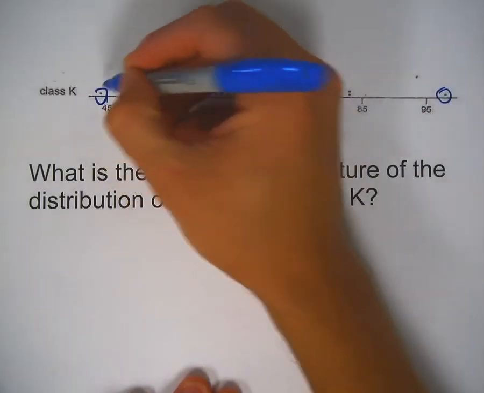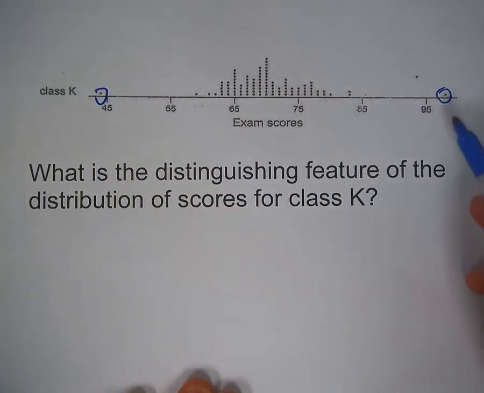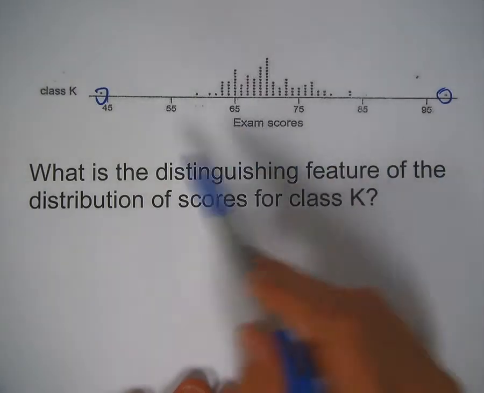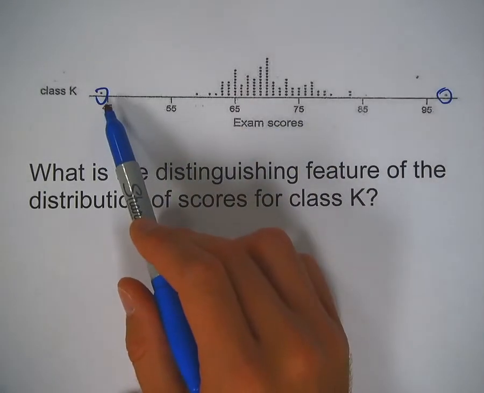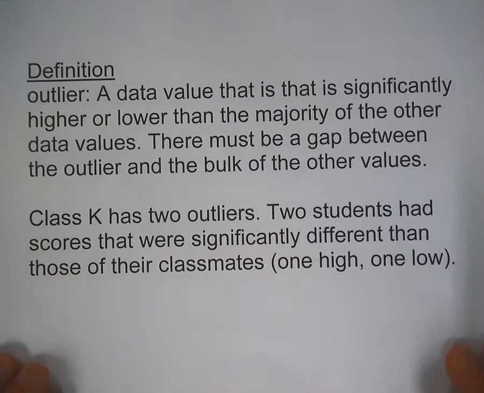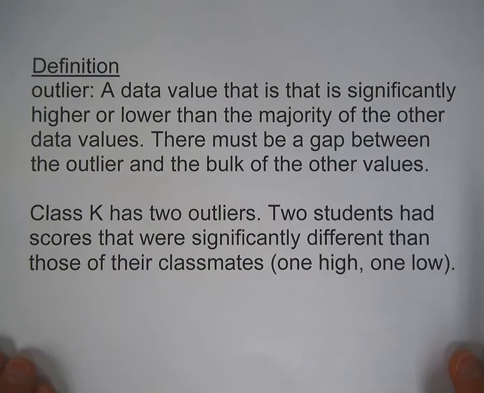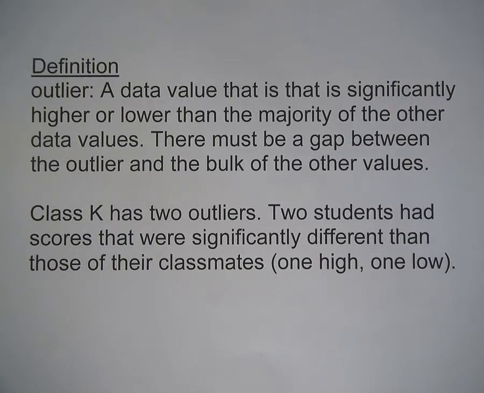is that student and that student. This student scored way, way above the rest of the class. This student scored way below the rest of the class. Those two values are called outliers. An outlier is a data value that is significantly higher or lower than the majority of the other data values. So there must be a gap between the outlier and the bulk of the other values.